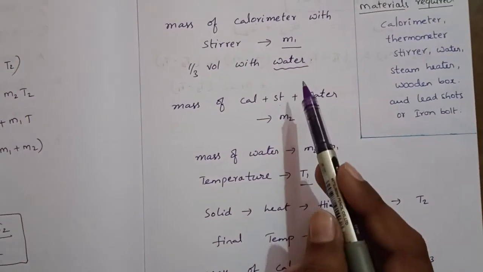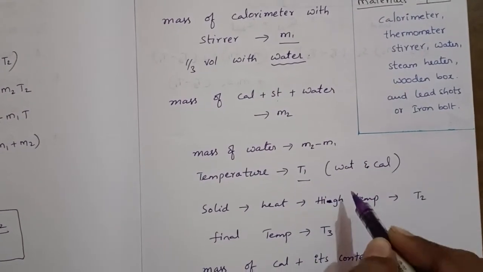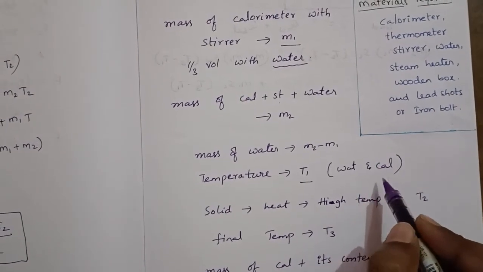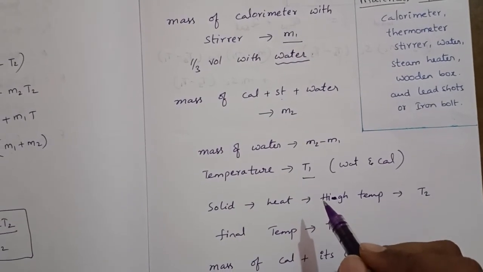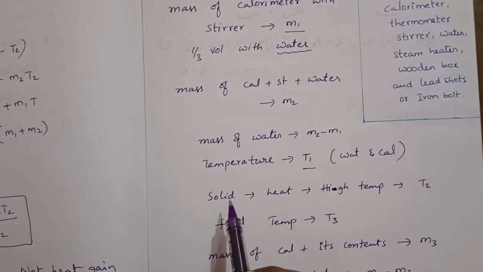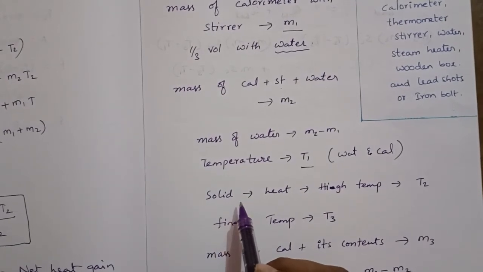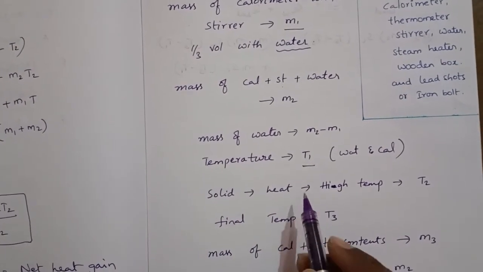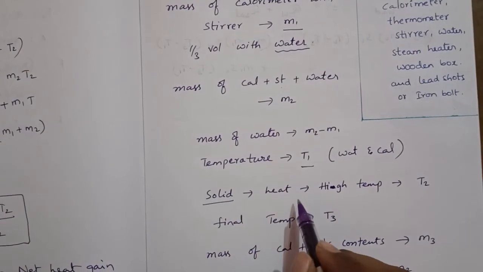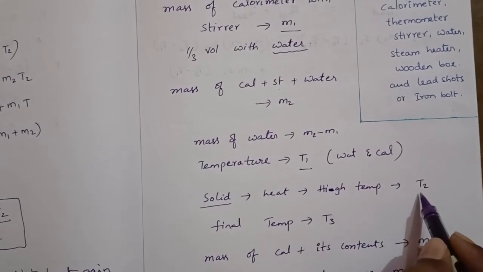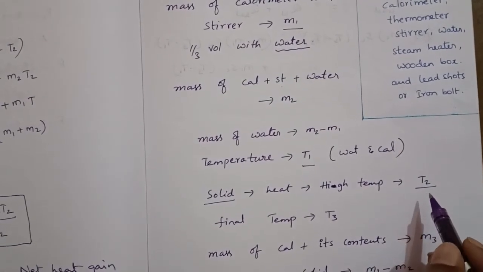Now water is in the calorimeter, so water and calorimeter both are having the same temperature. That is T1. Now we should take a solid material for which we want to find the specific heat. With the help of steam heater we should heat it up to a higher temperature. Let us take that high temperature as T2.